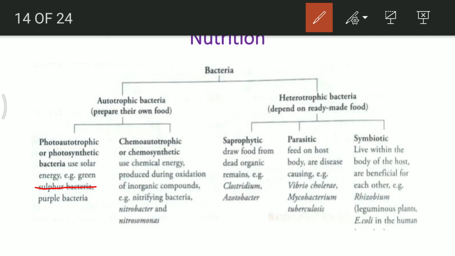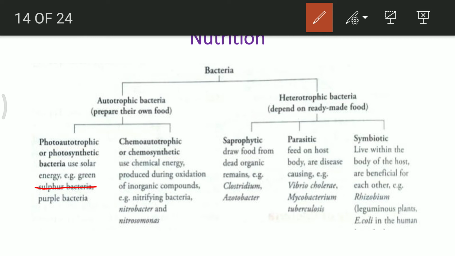Chemoautotrophic mode or chemosynthetic mode is the one where nitrifying bacteria are found, and in anaerobic environments they are performing this function. Whereas heterotrophic mode of nutrition is different: in phototrophic as well as chemoautotrophic or chemosynthetic modes, they are capable of making their own food. Whereas in heterotrophic mode, they depend on someone else for the production of their food.